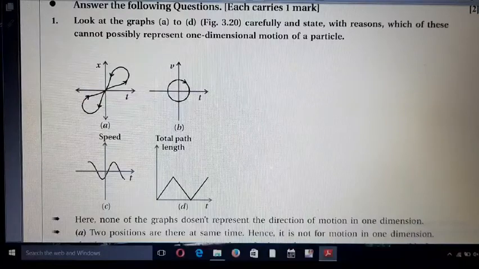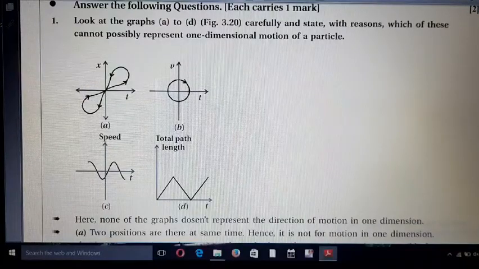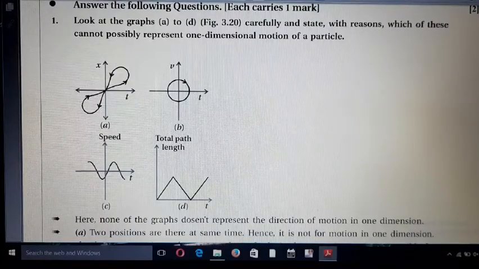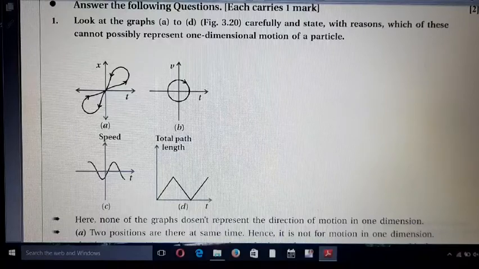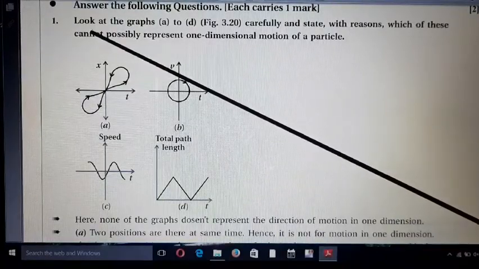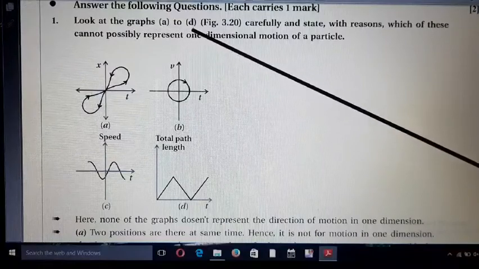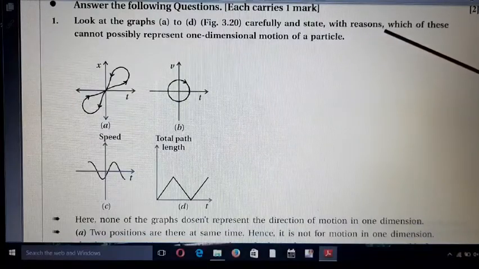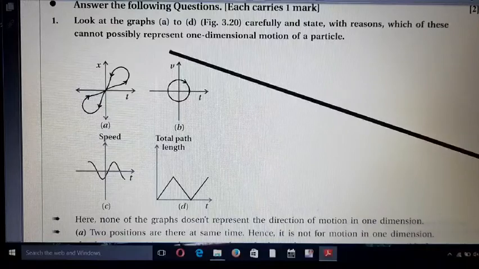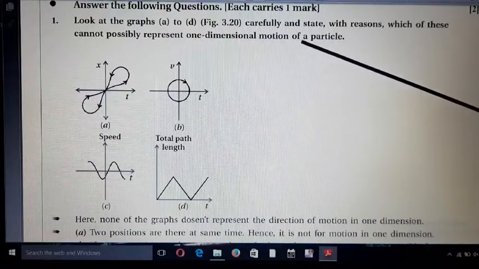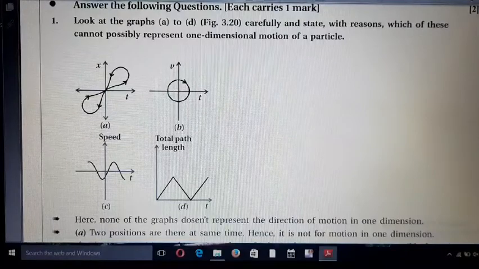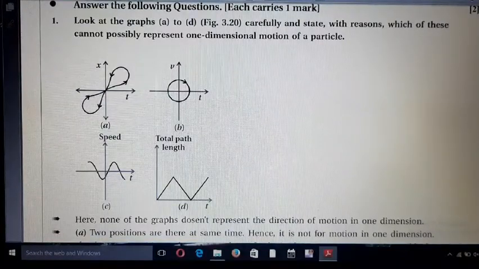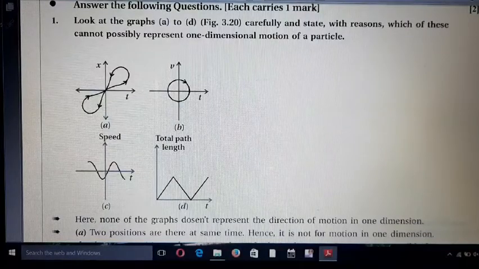Friends, today I teach examples number 3.17, 18 and 20. So first of all, our first example is: look at the graphs A to D carefully and state with reason which of these cannot possibly represent one dimension motion of a particle. Friends, here one dimension motion means the object moves in any one direction.